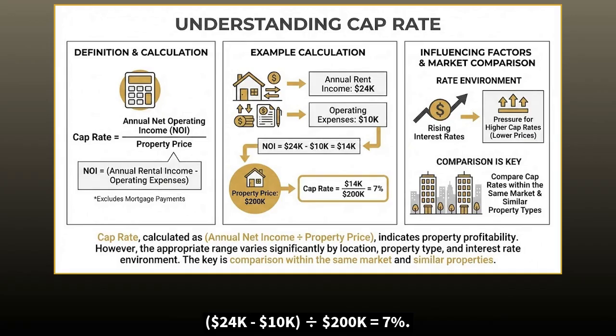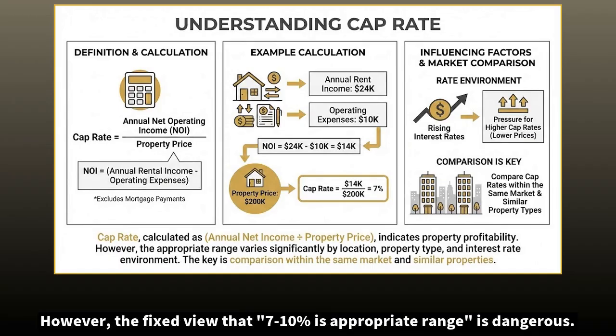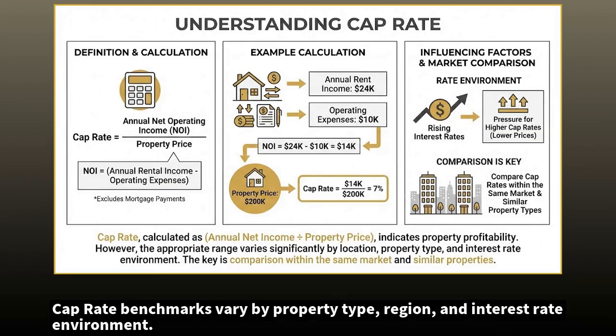$24,000 minus $10,000, divided by $200,000 equals 7%. This is the cap rate. However, the fixed view that 7 to 10% is an appropriate range is dangerous. Cap rate benchmarks vary by property type, region, and interest rate environment.